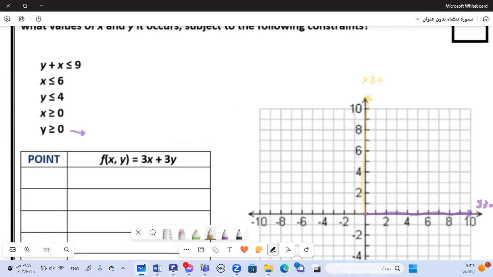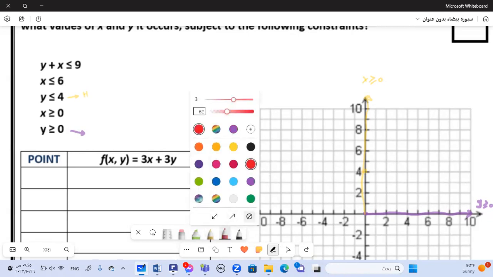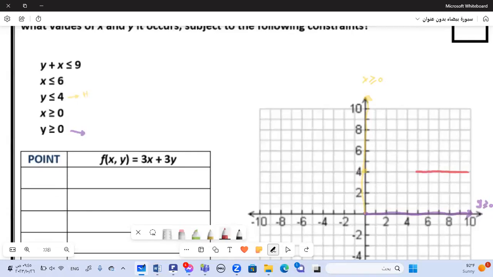y less than or equals to 4. Does it represent a vertical or horizontal line? Horizontal line. So at the point 4 on the y-axis, make a horizontal line. You can draw the graph only in the first quadrant. Okay, so write it as y less than or equals to 4.